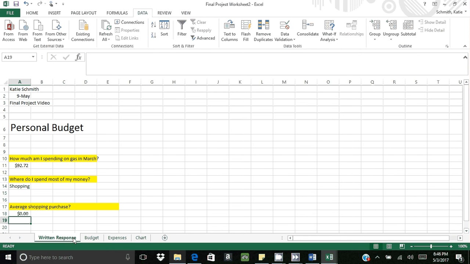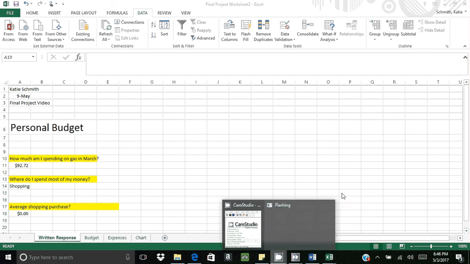And in this budget, I was able to use tables, pivot charts, AutoSum, functions, the scenario manager, and different design formatting techniques.